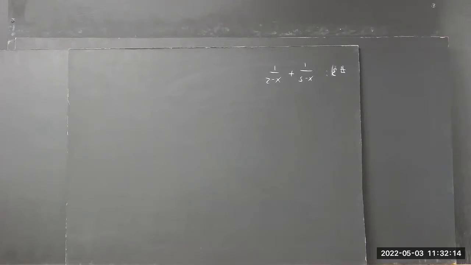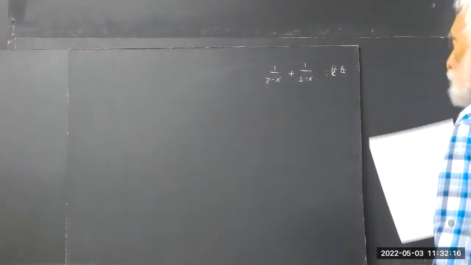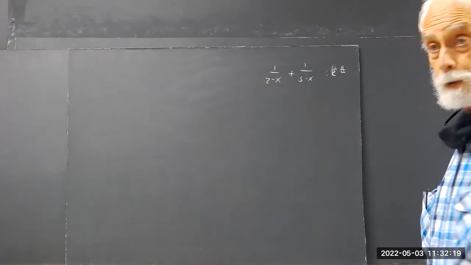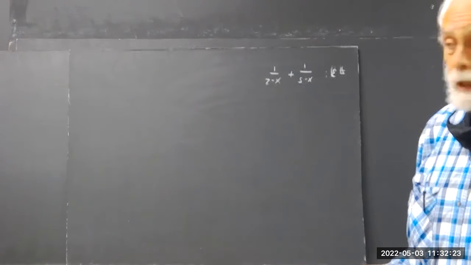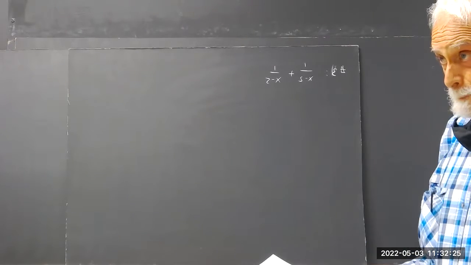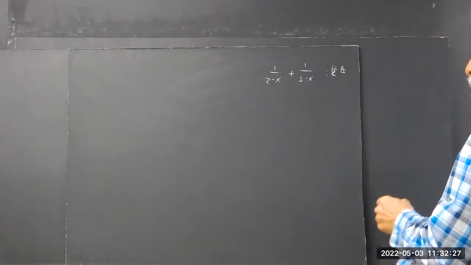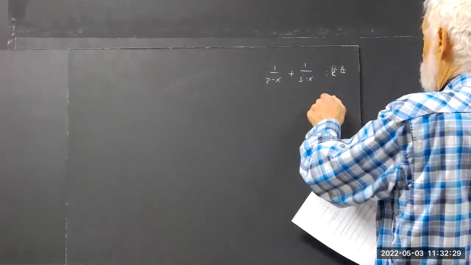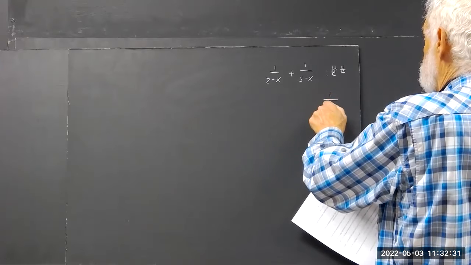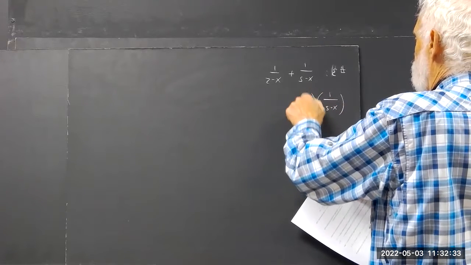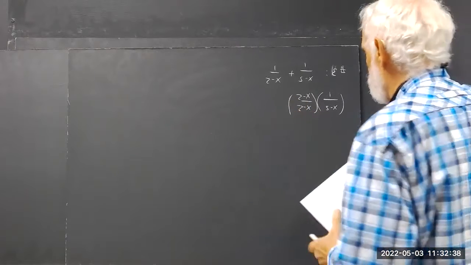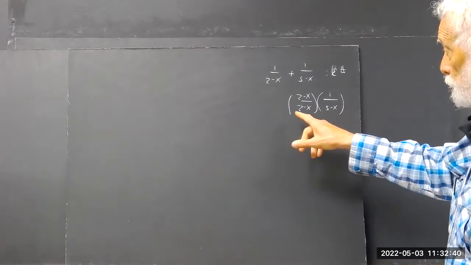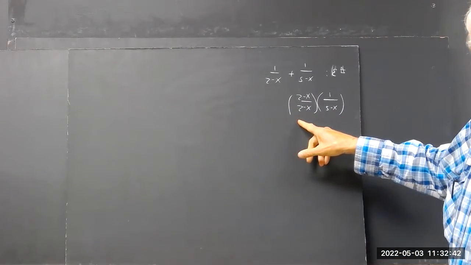One of the problems that gives a lot of people trouble is adding two fractional expressions. Remember, to add two fractional expressions, you've got to have a common denominator. The way I really want you to do this is to write this out as follows. You've got 1 over x minus 2 times x minus 5 over x minus 5. That's going to give you a denominator of x minus 2 times x minus 5, right?